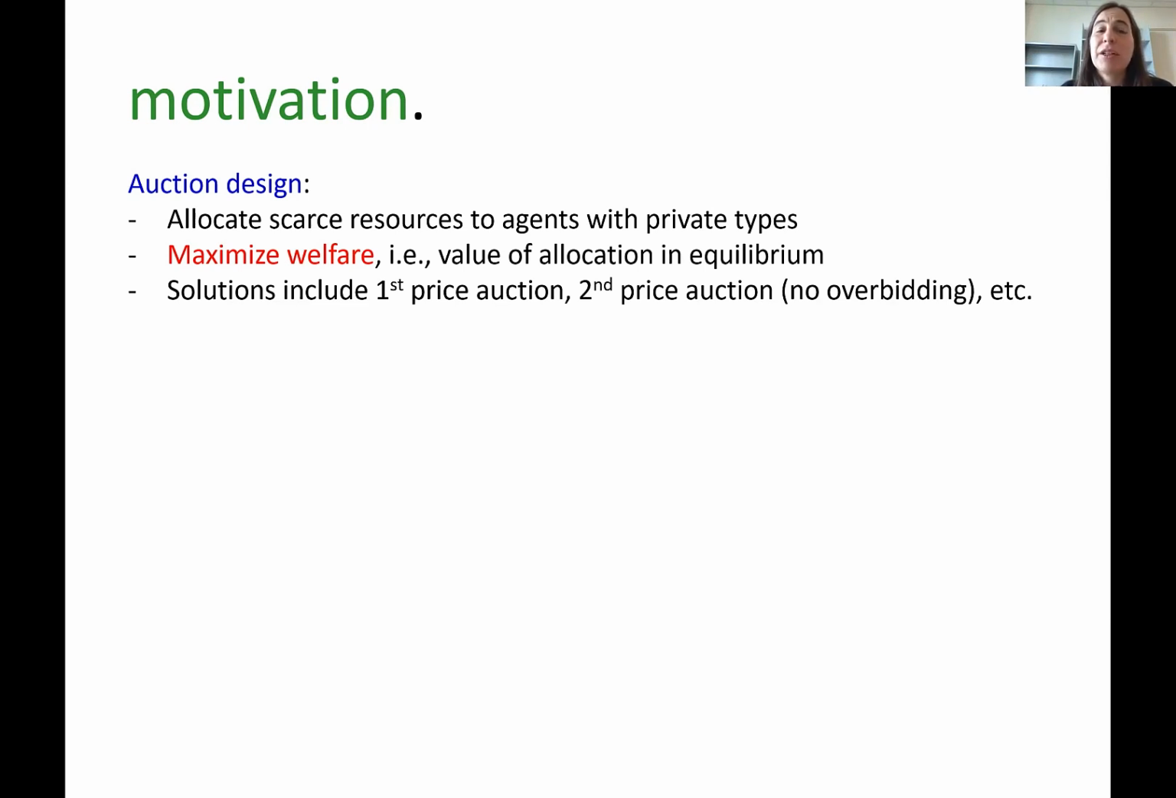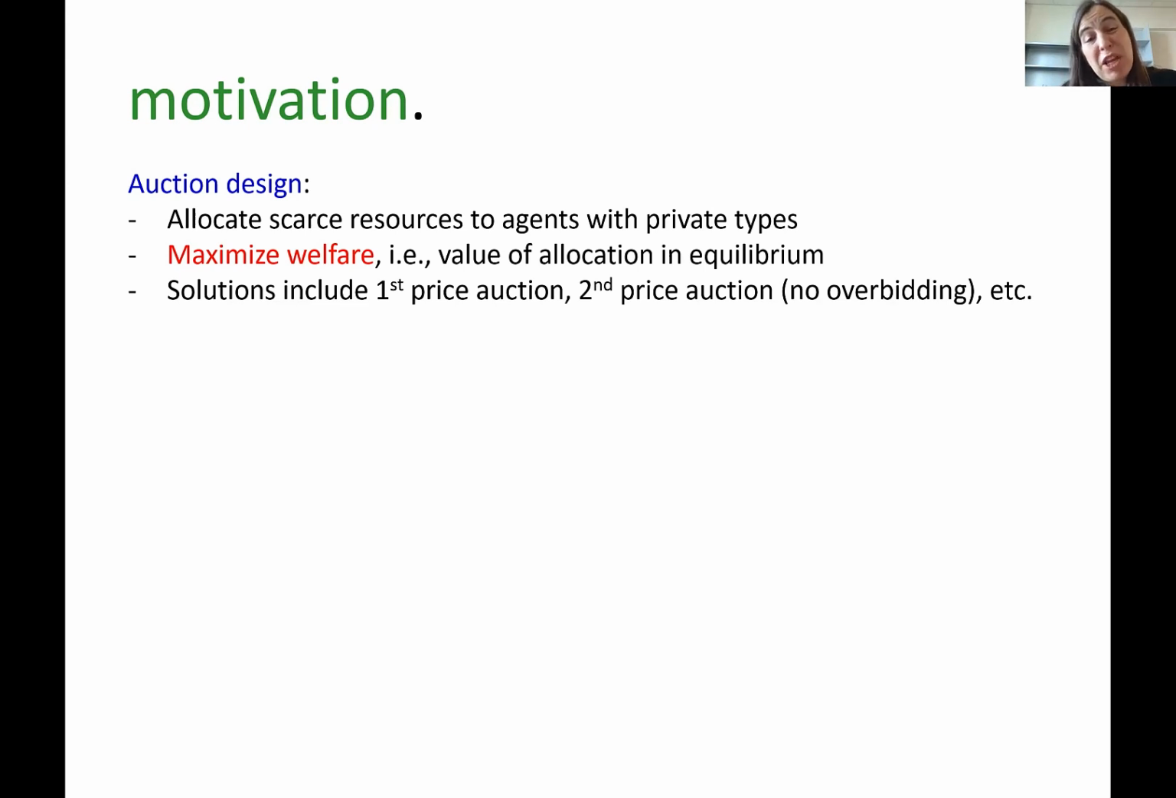For example, you could run a first price auction where you solicit the values from the agents and, say you're selling a single item, you allocate it to the agent with the highest value or the highest bid, and then charge them their bid. And the Bayes-Nash equilibrium of this first price auction will be efficient, so it's going to maximize welfare.